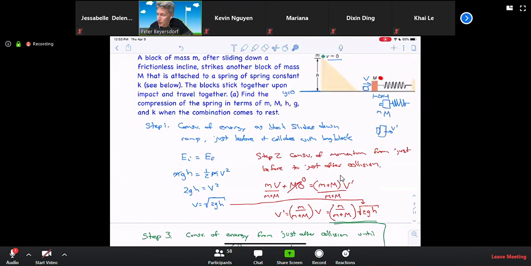Step 2 is the collision. Before the collision, my little mass was moving to the right at speed v, as drawn in blue here. My big mass was just sitting at rest, waiting to be collided with. So the little object had some momentum, the big object did not. That's why I wrote some momentum mv for the little object, but the big object had no momentum because its velocity was 0.